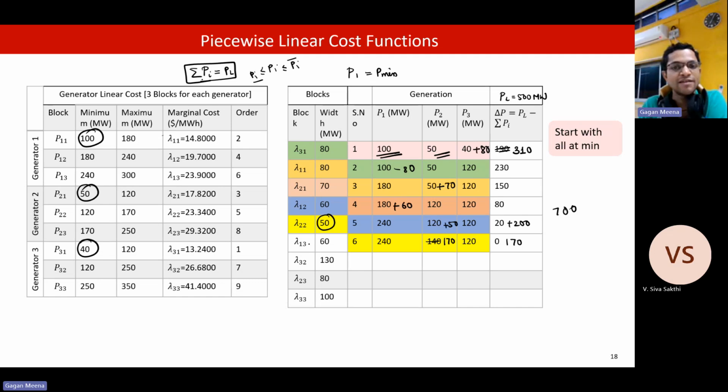Now we can take the next one. This is the third segment of the first generator, and its capacity is 60. So we add 60 to the first generator. This becomes 300, so P1 has reached its maximum limit. P2 is at 170, P3 at 120. Now the difference becomes 110. Next block is this.